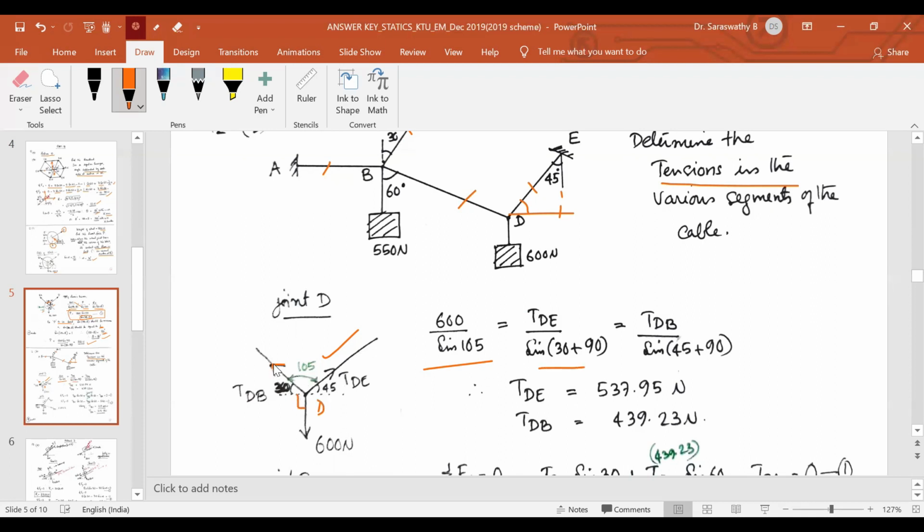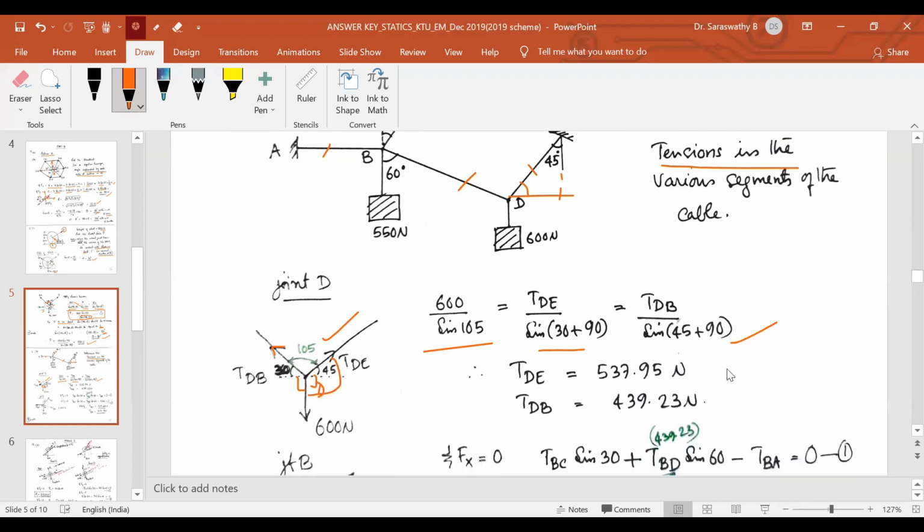Tension in DB divided by this much angle. So this is 90, so it is 90 plus 45. Solve it. We will get tension in DE as well as tension in DB. These two values are obtained.